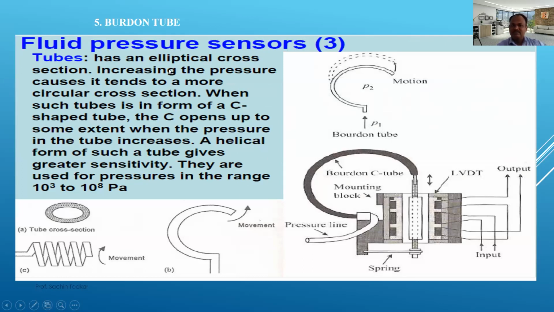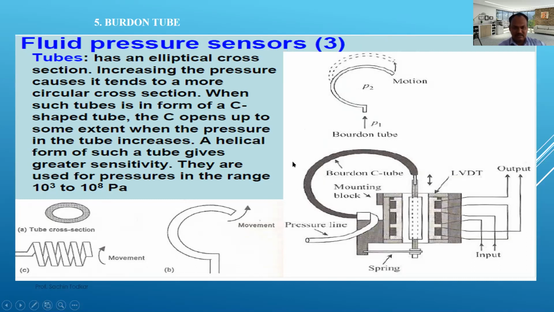A Bourdon tube has an elliptical cross section of a tube in which, if the pressure is increased, its curvature will increase. And when such a tube is in the form of a C-shaped tube, it will change its shape, and it will give a big curve. A helical form of such tube gives greater sensitivity.